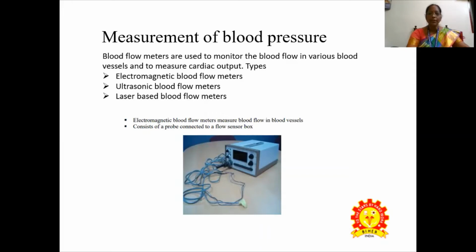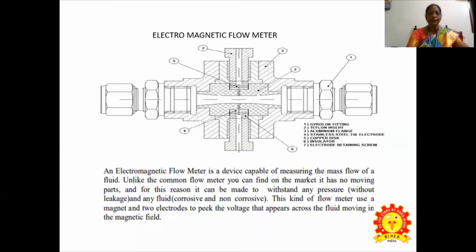Electromagnetic blood flow meters measure blood flow in blood vessels, and consist of a probe connected to the flow sensor box as shown in the diagram. It is the electromagnetic principle that is used by this meter to measure the blood flow. This device is capable of measuring the mass flow of a fluid. Unlike the common flow meters we can find in the market, it has no moving parts. For this reason, it can be made to withstand any pressure and any fluid, either corrosive or non-corrosive.